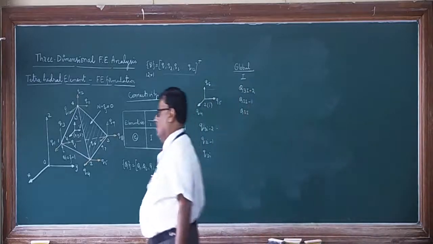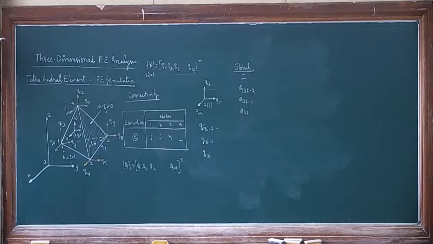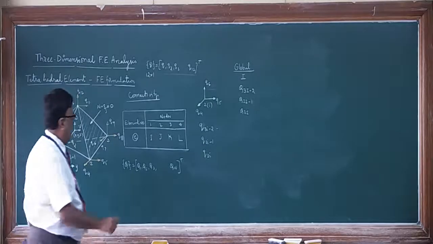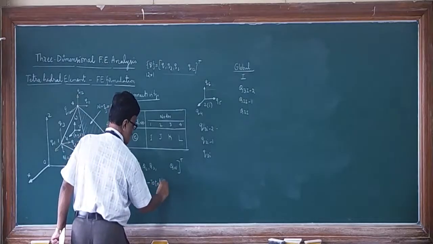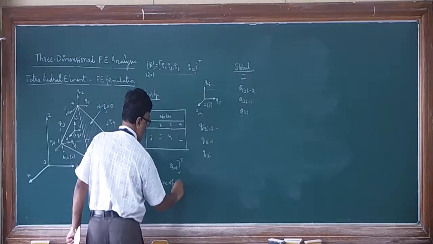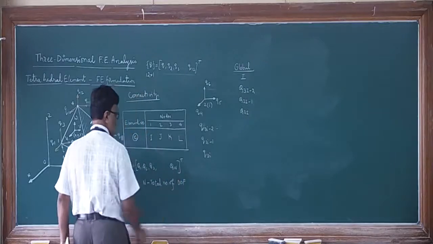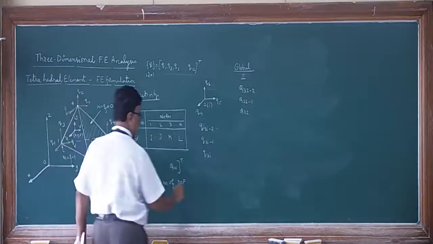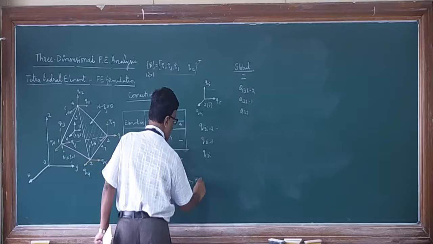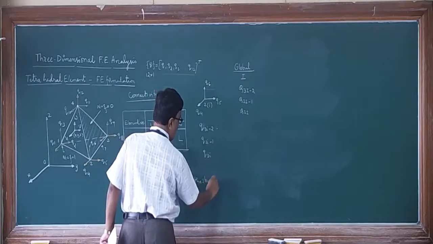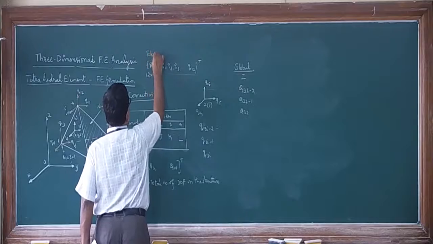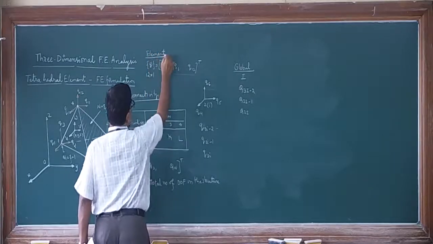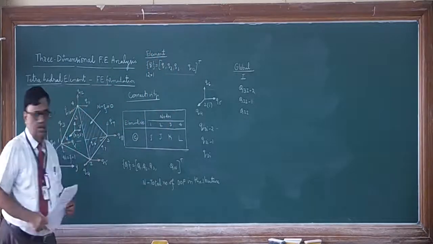So this is about the degrees of freedom associated with that, where capital N is the total number of degrees of freedom in the entire structure. This is all for the structure. Whereas for the element, these are the 12 nodal displacements. This is at the element level, and this is the total number of degrees of freedom for the structure.